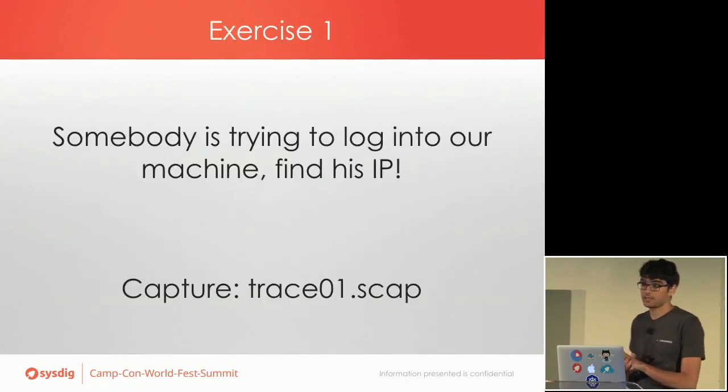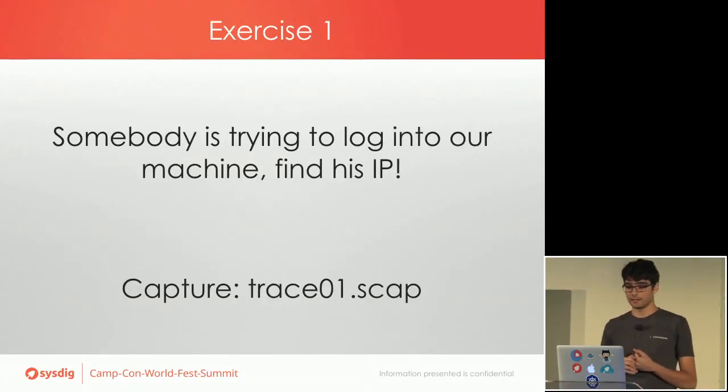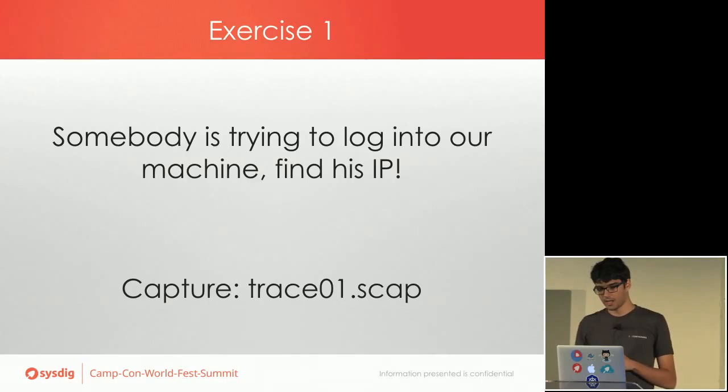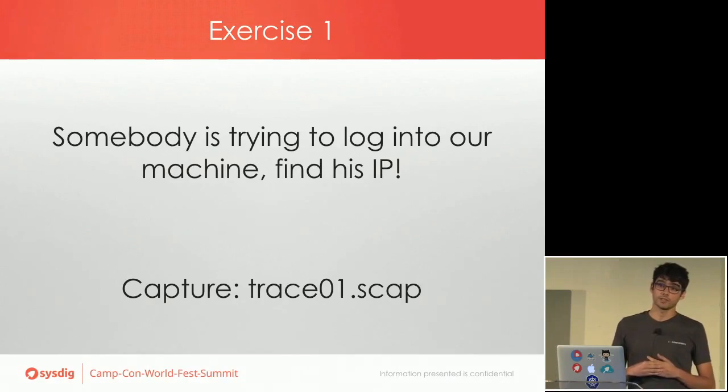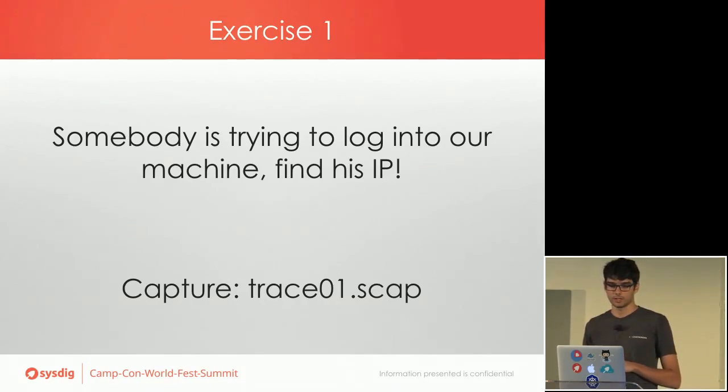The first exercise is on the trace file numbered 1. In these trace files, you will find some weird activity on the machine because someone is trying to log into it. Your goal is to find what he is doing and maybe find his IP address. So I give you 10 minutes, something like that, to get into this. And after, we will walk through a possible solution.